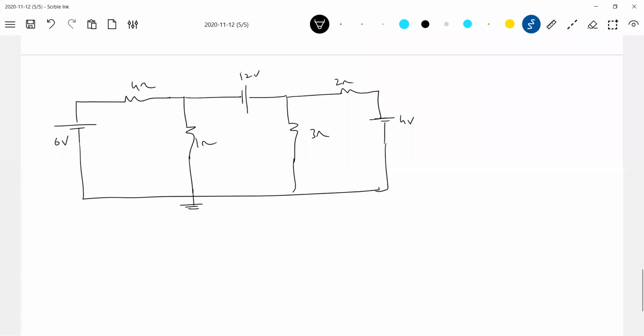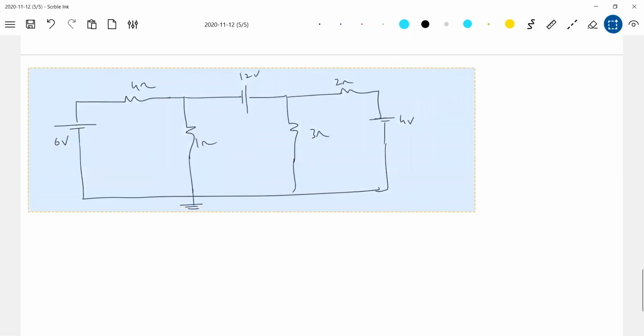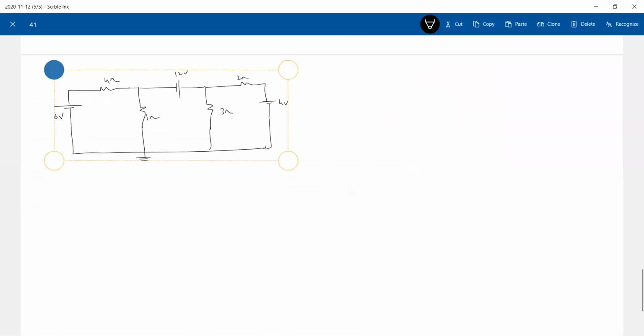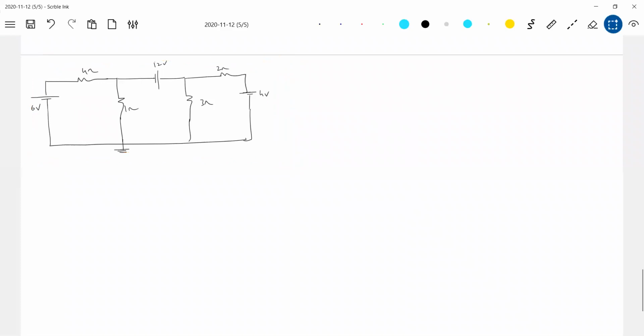No, I want the current through all the branches. Even if you want polarity of 4 volt, it will change later on in the problem. But first we'll discuss some basics. Next problem, I'll change it. Okay, this is a circuit.